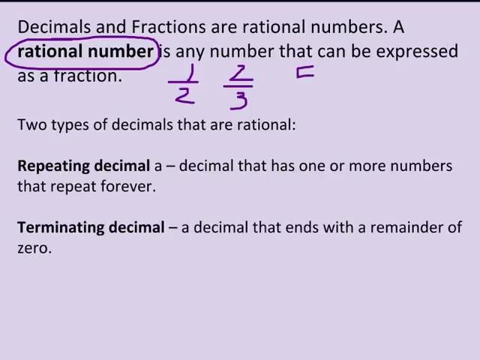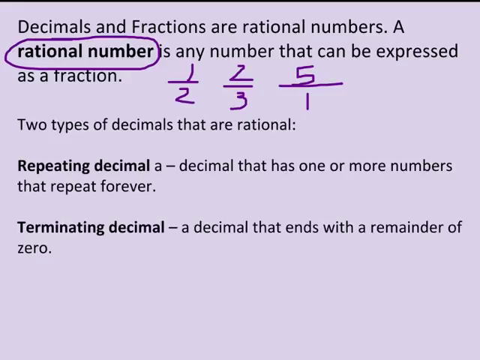Even the whole number 5 is considered rational because I could put it over 1 in the denominator. Remember, 5 divided by 1 is still 5, so it still has the same value, but it's written in fractional form, which means it's considered a rational number.